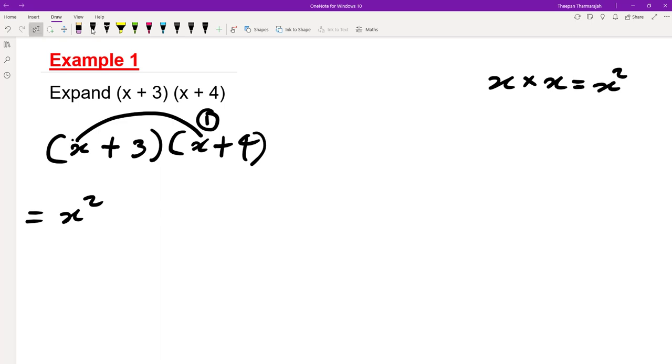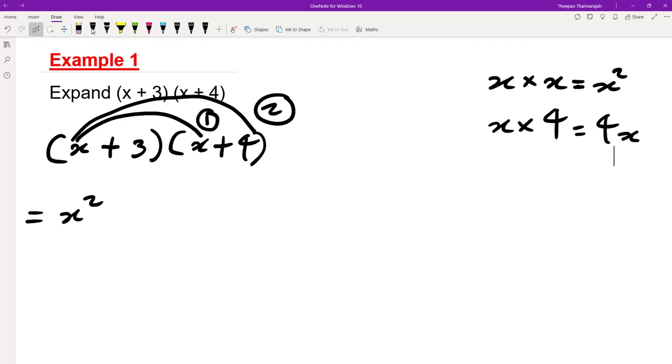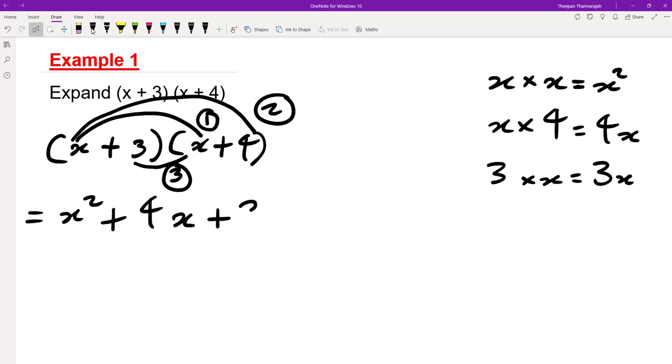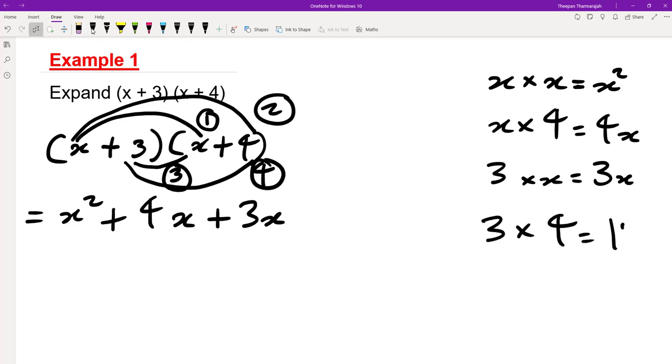Then we're going to do the second step, x times 4. So x times 4, that gives me 4x. Then the third step, 3 times x, which is 3x. So we get plus 4x here, plus 3x. And then the last step, 3 times 4, which is 12.